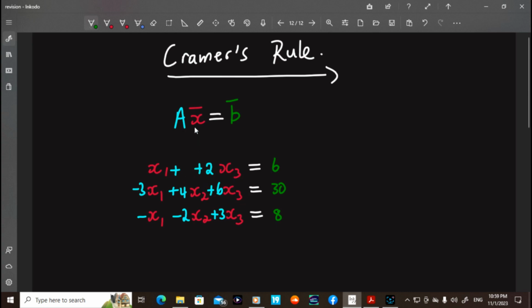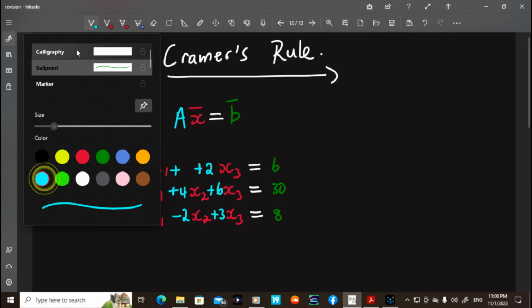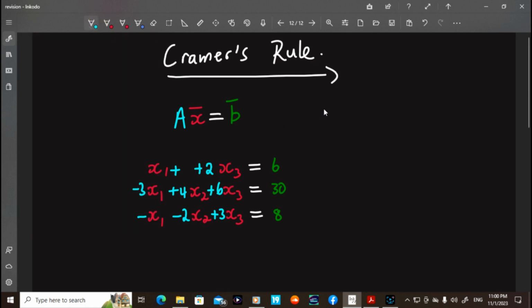So we have a matrix that represents our coefficients, and also we have a matrix that represents our variables, and a matrix that represents the right hand side of the equation. Okay, so now let A be a matrix of coefficients.